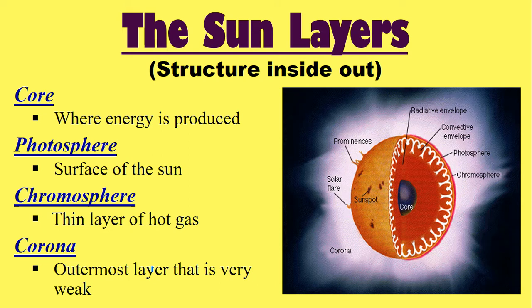We're going to go from the inside of the Sun outward. The first part we see is the core. This is where energy is produced. It's where all the reaction stuff happens to produce the energy for the Sun. Then if we come out, we have the photosphere, which is the surface of the Sun. The chromosphere is a thin layer of hot gas right above the photosphere. And then you have the corona, which is all the shiny part. It's the outermost layer that is very, very weak.